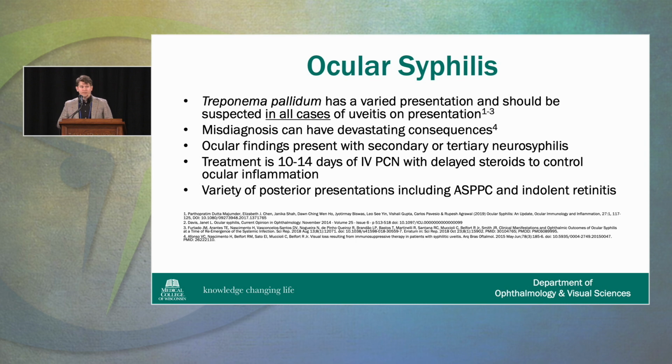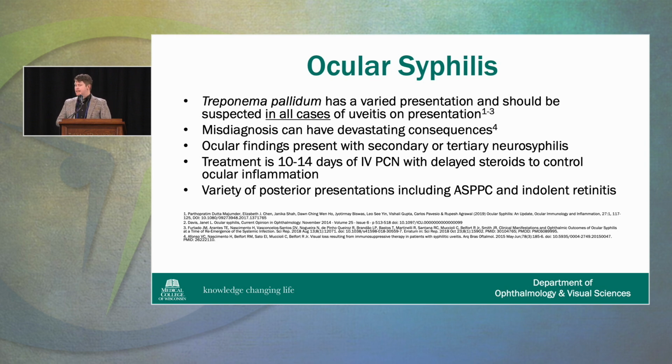So let's talk a little bit about ocular syphilis. Treponema pallidum has a varied presentation and should be suspected in all cases of uveitis on presentation. Every single patient can have syphilis. My mentor used to say, if you were born or have been alive ever, you need to get checked for syphilis. She also used to say it's not negative until it's negative 3 times. So just repeat testing if you have any kind of suspicion.